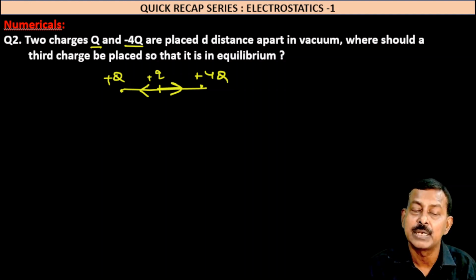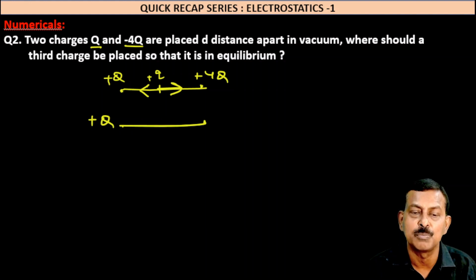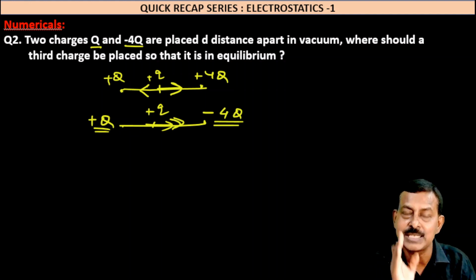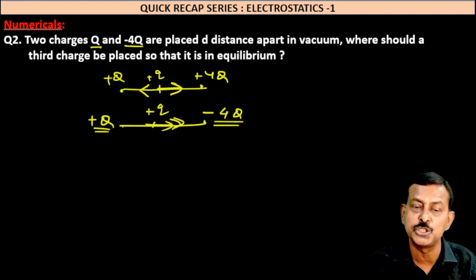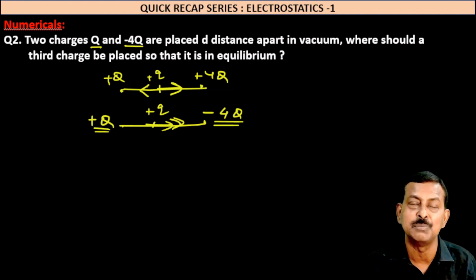But here it is given that one charge is plus Q, suppose, and the other is minus 4Q. If I put the third charge, suppose plus q, in between the two charges, in that case due to this capital Q it will experience a repulsive force. Due to this minus 4Q it will experience an attractive force. So the two forces will be in the same direction, so they can never cancel out one another, and the net force cannot be 0 if I'm putting the charge between the two.